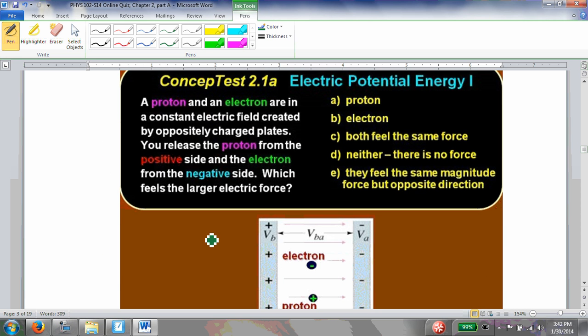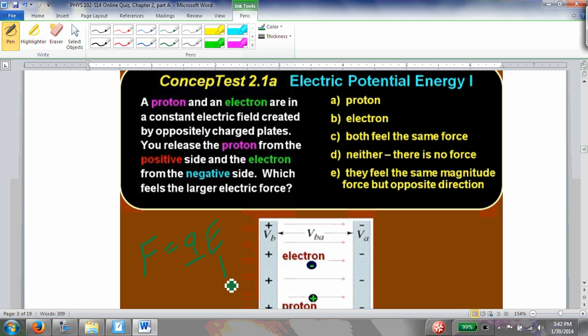All right. A proton and an electron are in a constant electric field created by oppositely charged plates. You release a proton and an electron from the negative side. Which feels the larger electric force? Well, our electric force is given by F equals QE. They're sitting inside of an electric field.